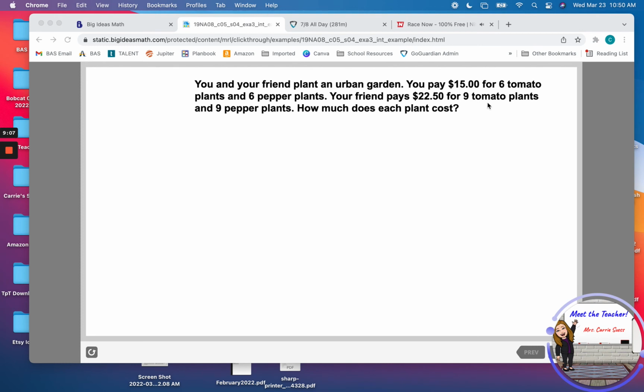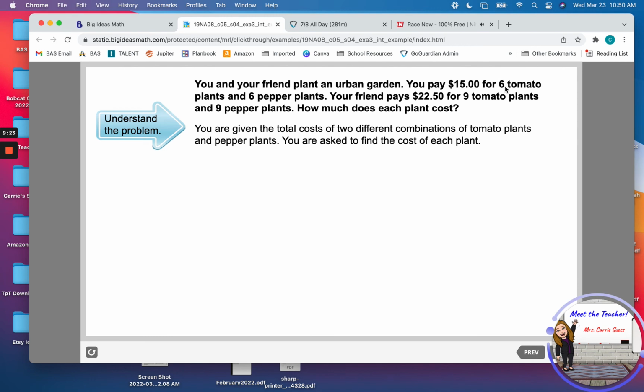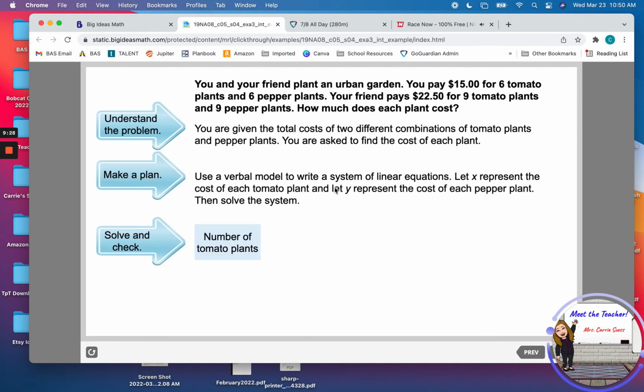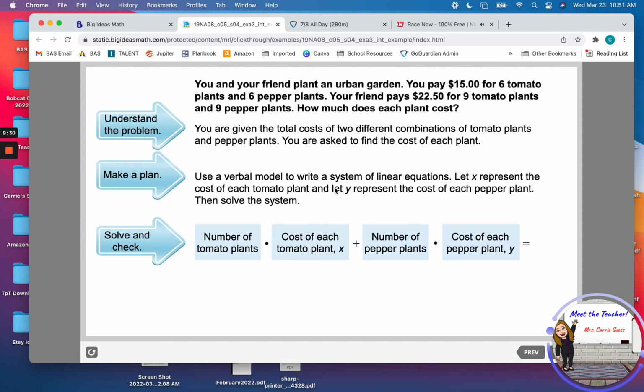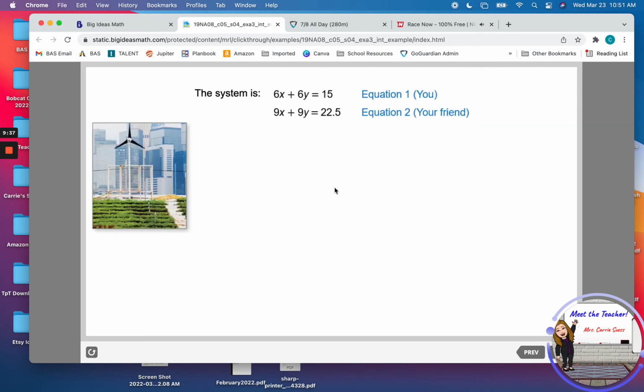You pay $15 for 6 tomato plants and 6 pepper plants, and your friend pays $22.50 for 9 tomato and 9 pepper. How much does each plant cost? So first we need to make our 2 equations. How would we write these 2 equations? 6x plus 6y equals 15 would be the first one. And the next one would be 9x plus 9y equals 22.50. And you could put that in decimal form.